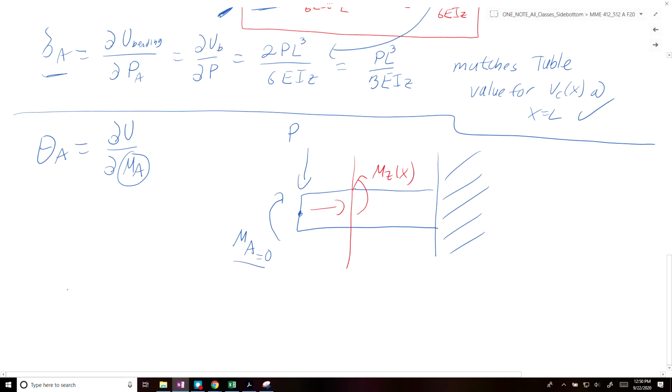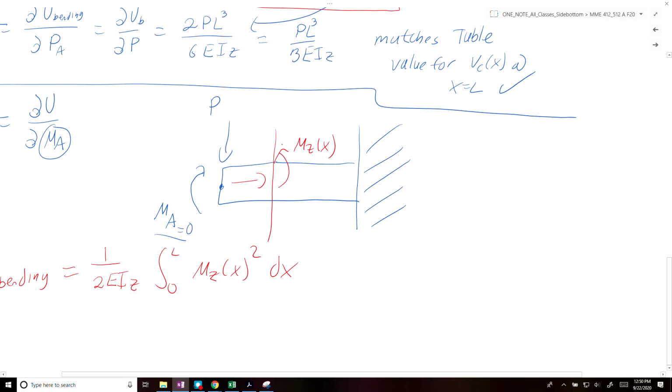So we have our total strain energy in bending, right? So again, we're going to ignore the transverse loads. Again, it's equal to 1 over 2EIz, and we're going to integrate from 0 to L, and we're going to integrate Mz of x squared dx. Okay, so the first thing we need to do is by taking a section cut, we can calculate what Mz of x is going to be equal to.